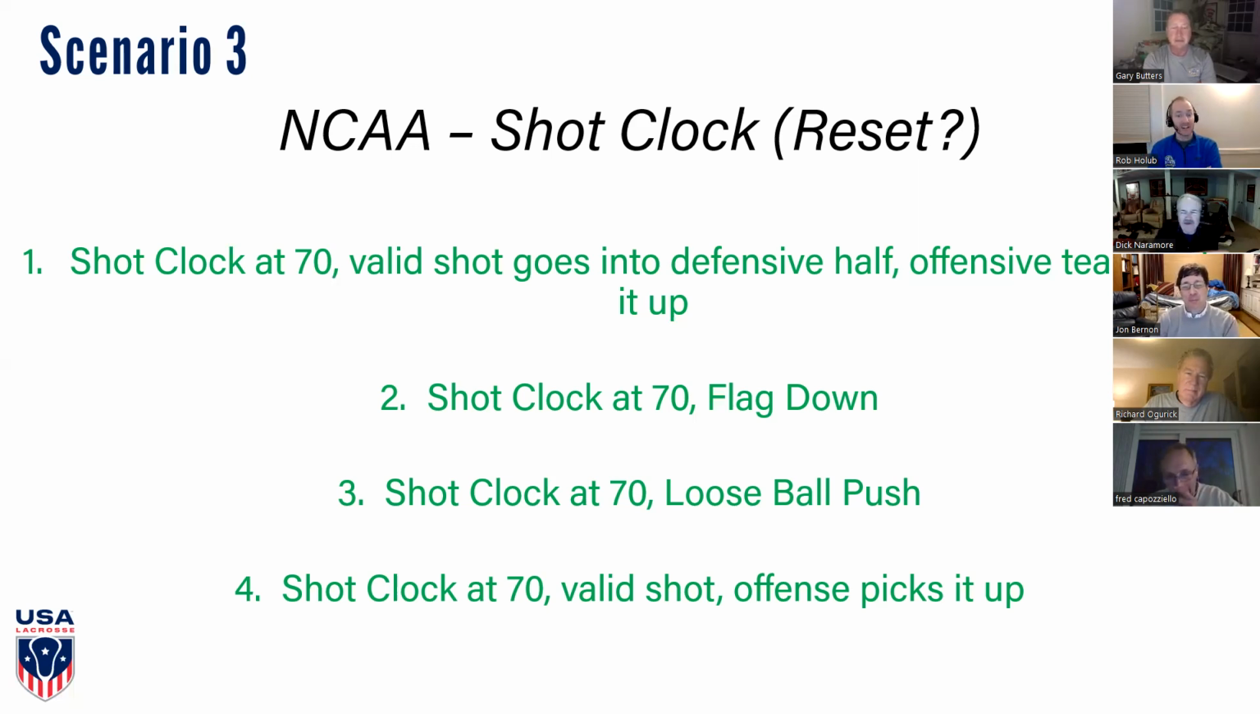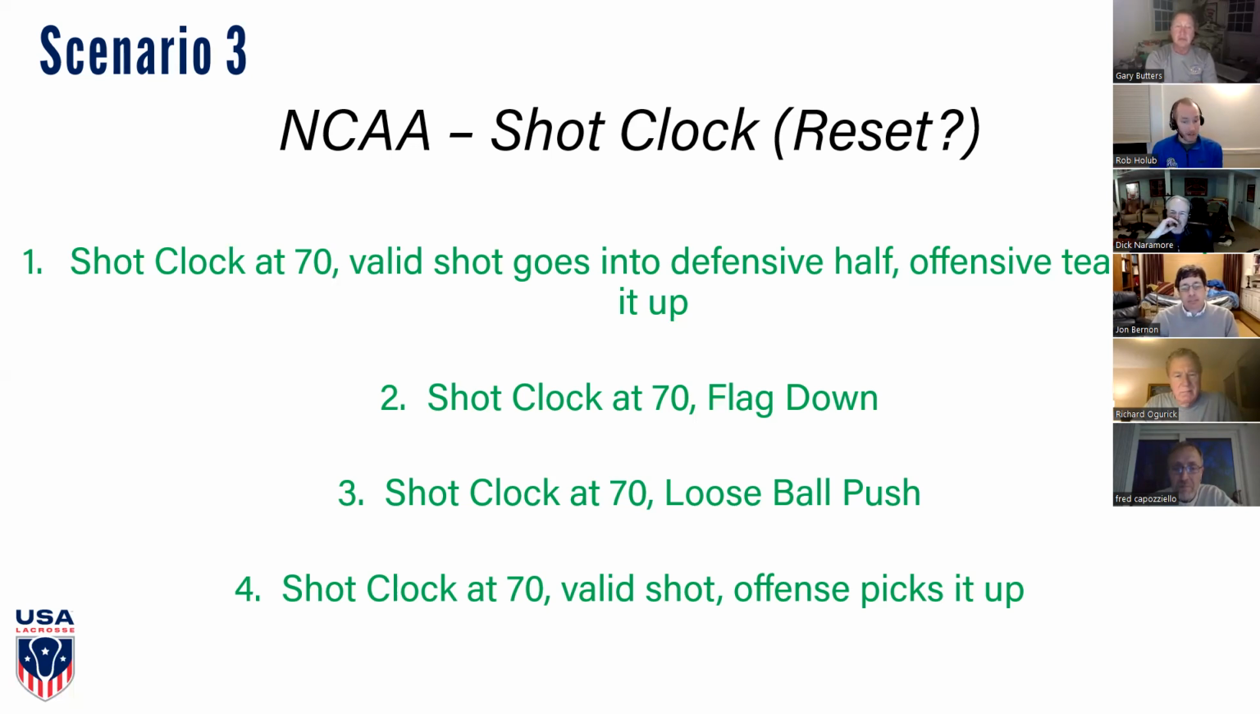Number 3, shot clock at 70, and we have a loose ball push, and let's say the offense immediately picks it back up. We don't blow the whistle. What happens to the shot clock? 70? Yep, so we reset. 80. Yep, and it goes to 80 because we're above 61. If that shot clock was below 60, we reset to 60.